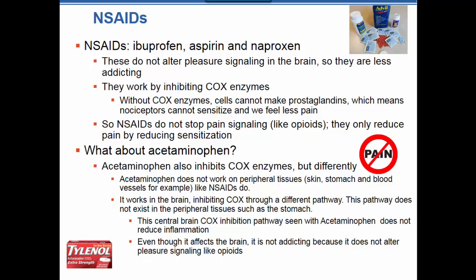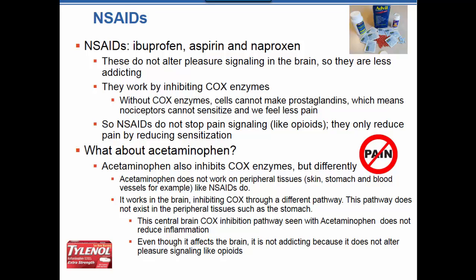The NSAIDs, like ibuprofen, work at the level of where the damage is. So we call it a peripheral actor. If you got a cut on your knee, ibuprofen is going to reduce sensitization right at the knee. Whereas acetaminophen will reduce sensitization, but at the level of the central nervous system, not at the peripheral level. So acetaminophen does not work on peripheral tissues like the NSAIDs do. It works at the level of the brain, inhibiting COX through a different pathway.